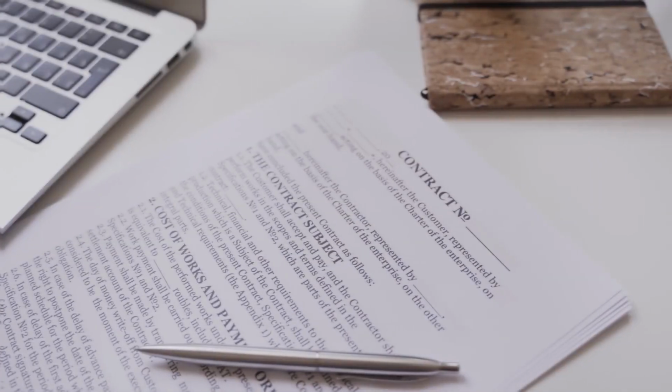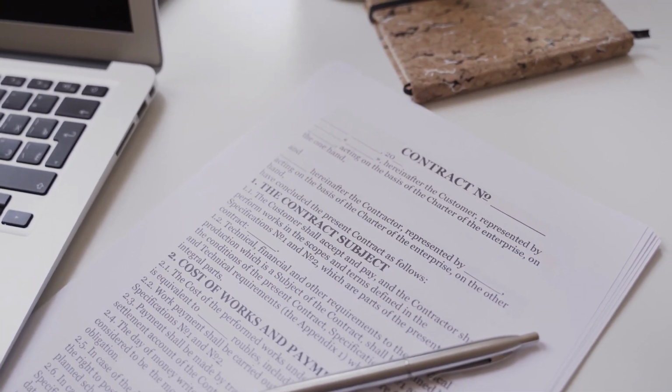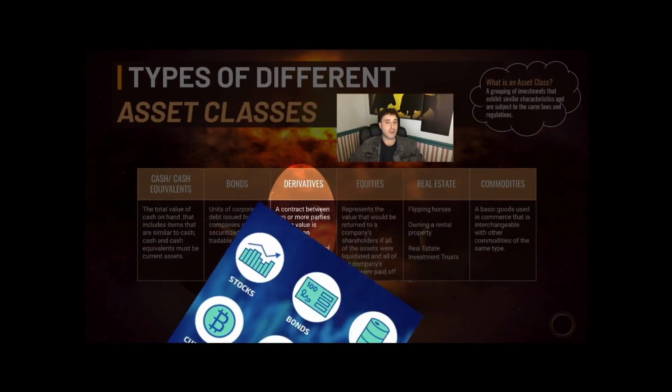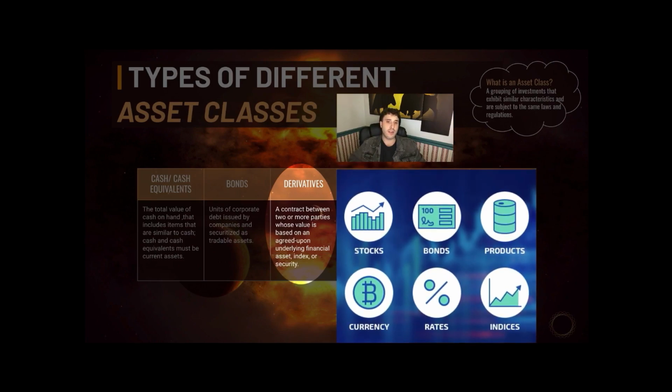Then we have the third thing: derivatives. A derivative is just a contract between two or more parties whose value is based on an agreed upon underlying financial asset, index, or security. Futures contracts, forward contracts, options, swaps, and warrants are commonly used derivatives.